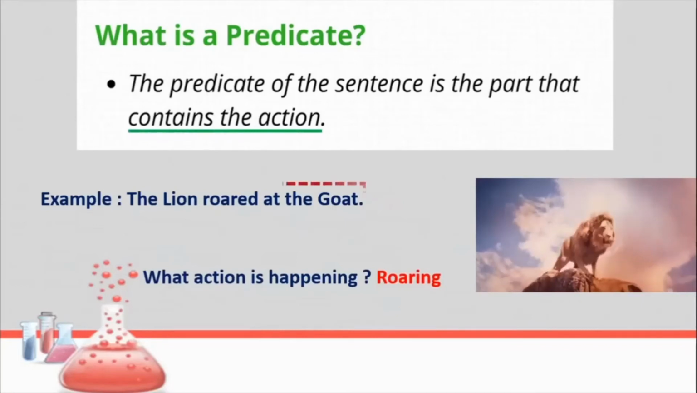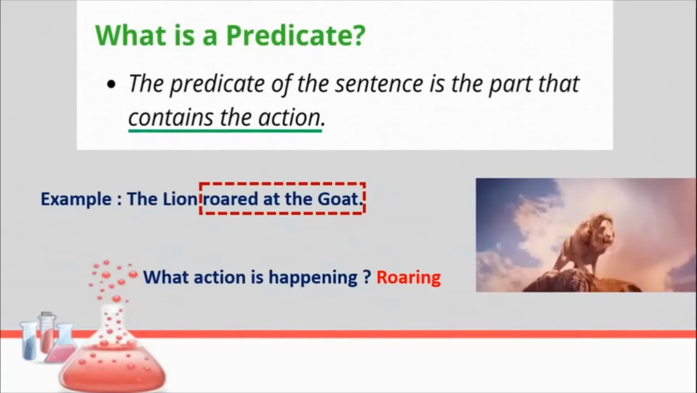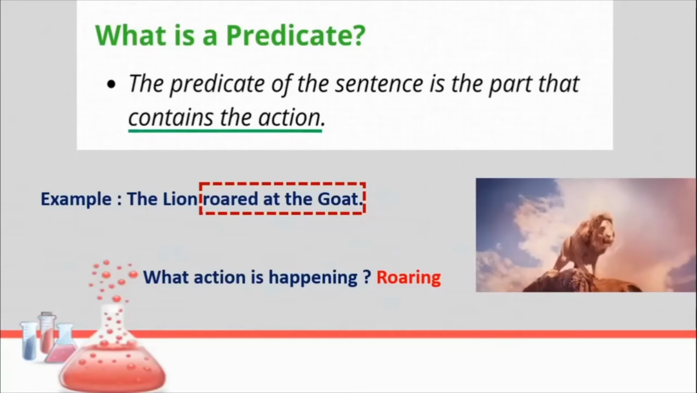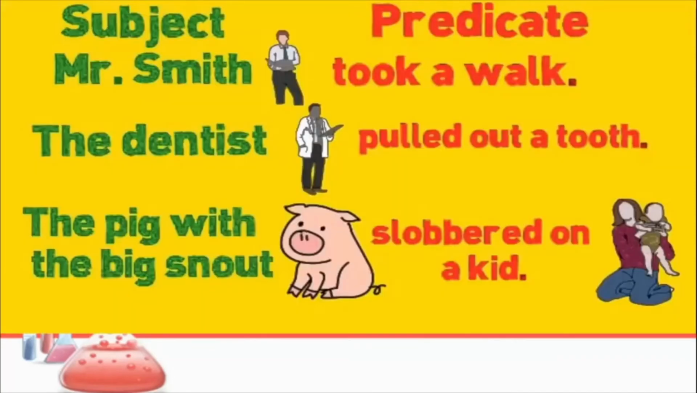So what is the predicate? Roared at the goat is the predicate. So the lion is the subject and roared at the goat is the predicate. Okay? So hope this simple example clears this idea for you as to what is the meaning of a subject and what is the meaning of a predicate. So what is the difference between a subject and a predicate? The subject is the who or the whom, whereas the predicate is the action which is done. Very simple.